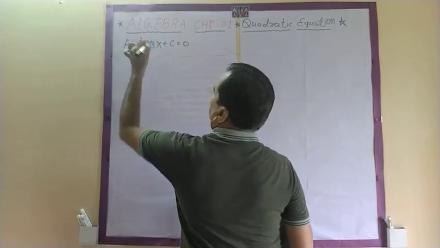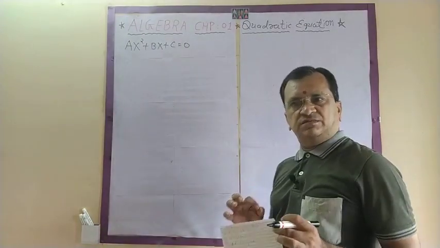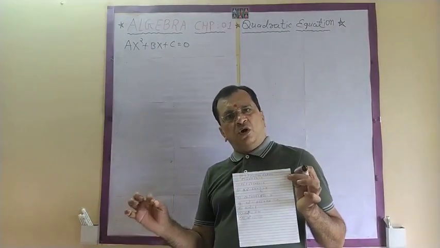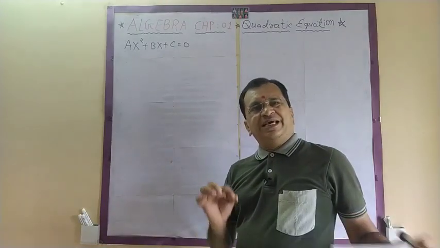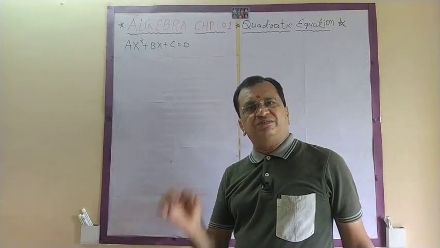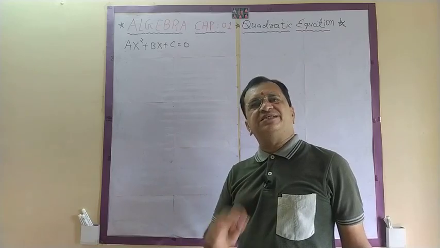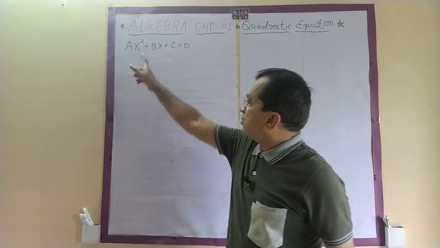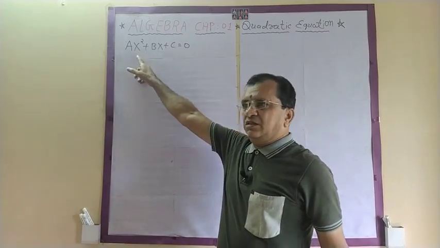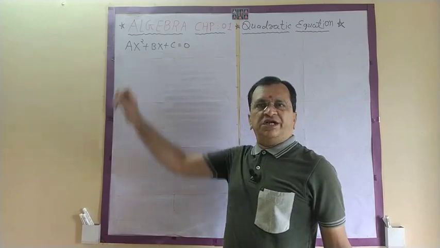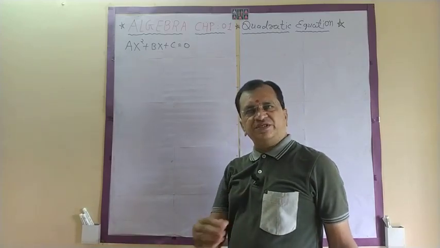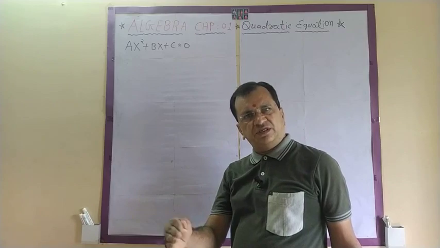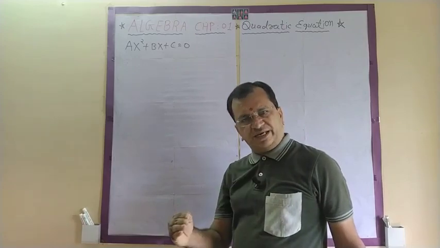You need power two in the equation, not more than 2, not less than 2. ax square plus bx plus c is equal to 0. It is a quadratic equation. So the power of the polynomial being 2 is compulsory. If it is more than 2, not a quadratic equation. Less than 2, not a quadratic equation.